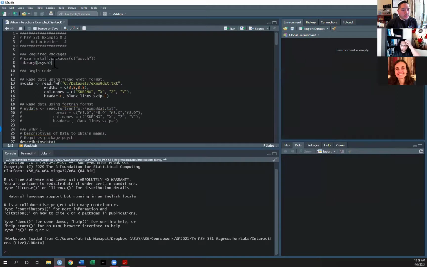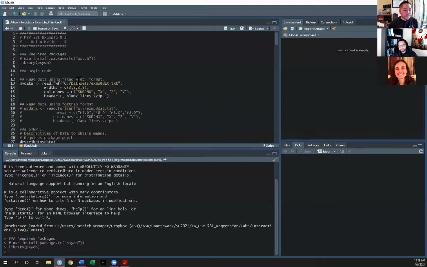All right, so first we'll load this package here, the psych package. We'll need that later. And then here I'm going to create an object. This is going to be my data set. So I'm going to call it mydata. And I'm going to use the read.fwf function to read in my fixed width format data set. Again, I put all of my data sets in the C drive in the datasets folder. And then here I have example 8dat.txt. That is the file name for the data set.